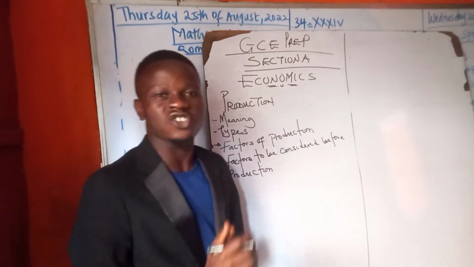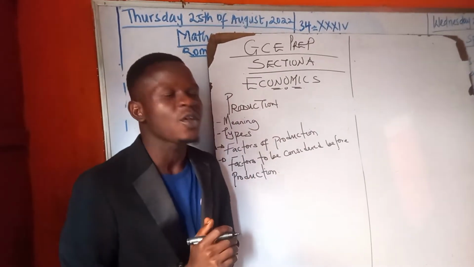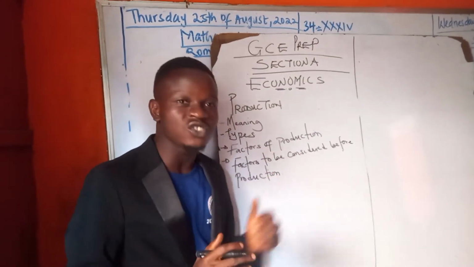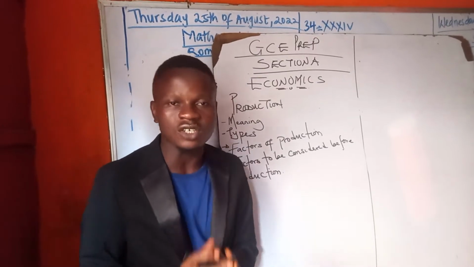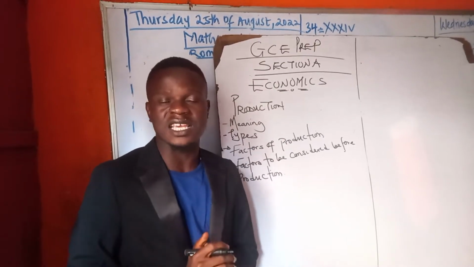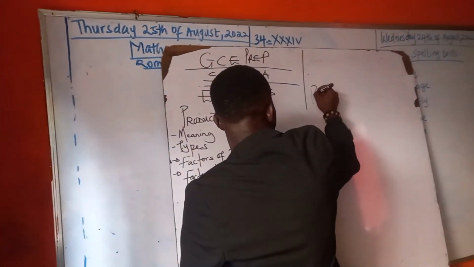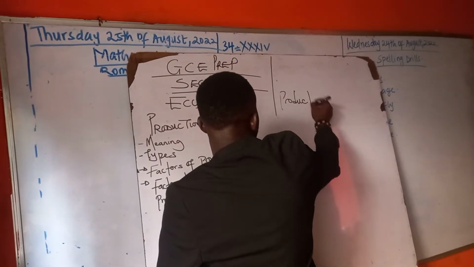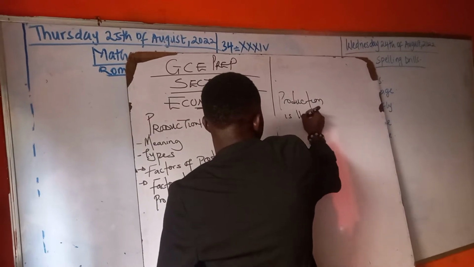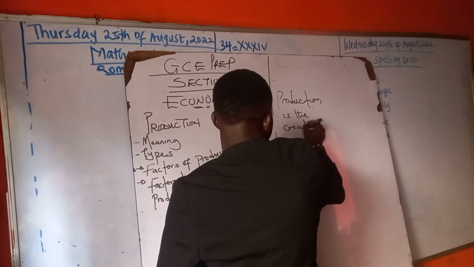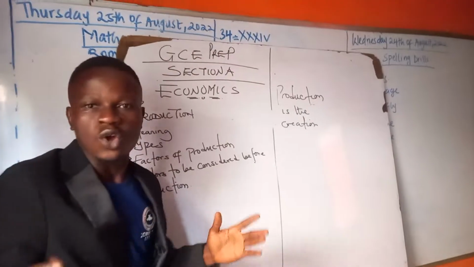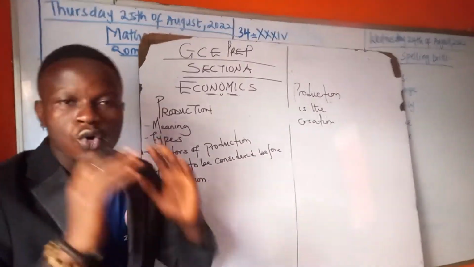Production is a transformation of raw materials into finished goods, or the conversion of raw materials into finished goods. Some people also say that production is the creation of utility. Production is the creation of utility. Now, you may want to ask me, what is utility?